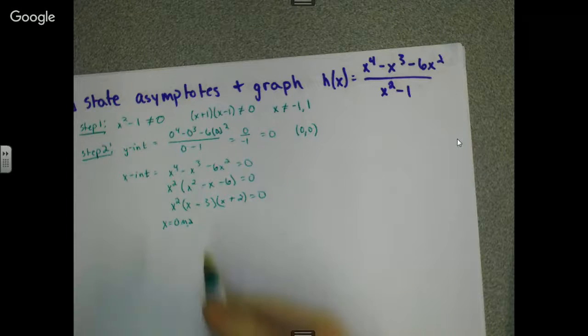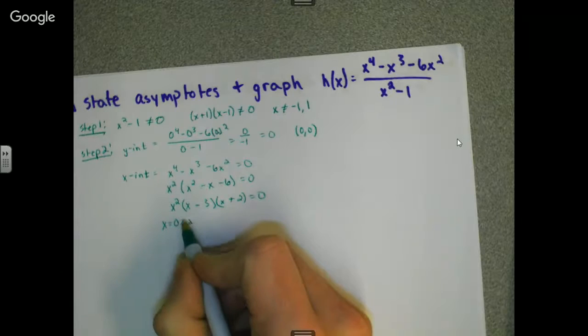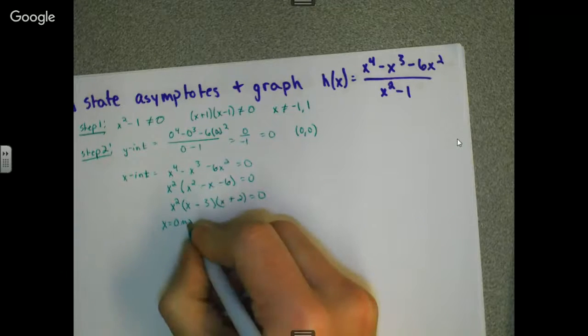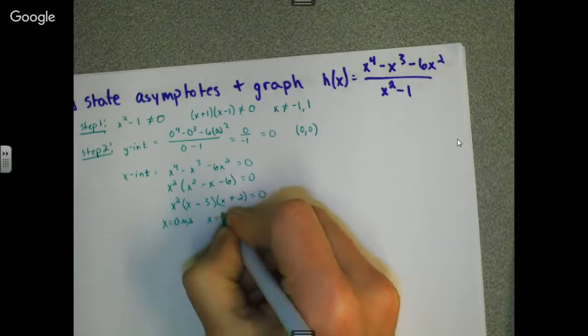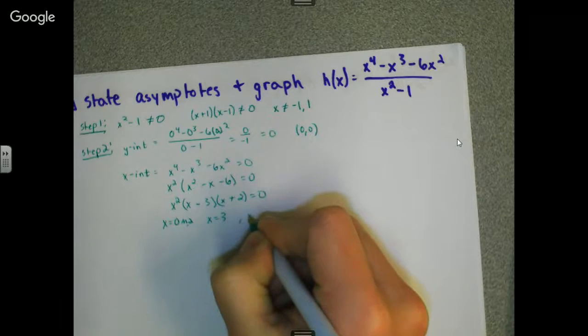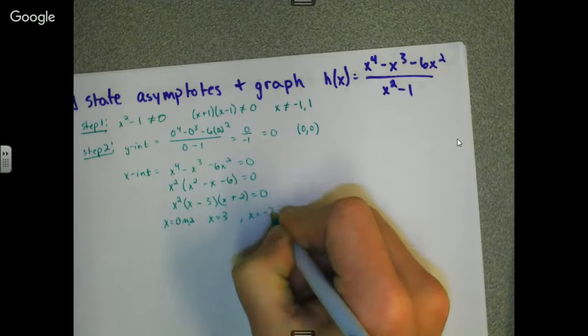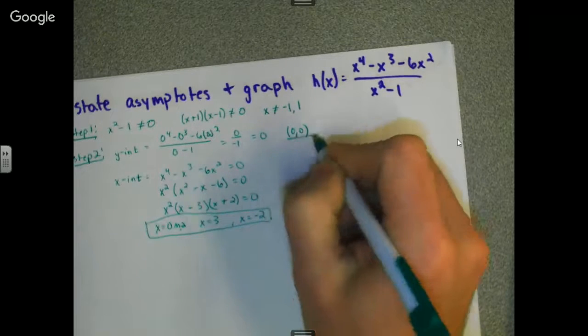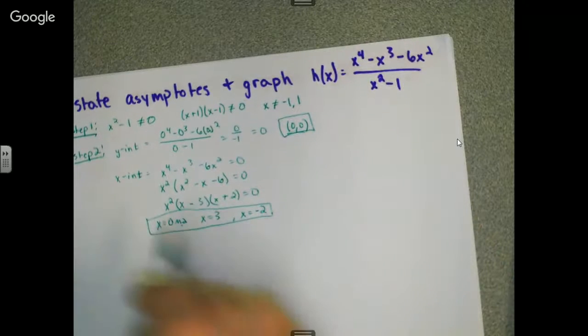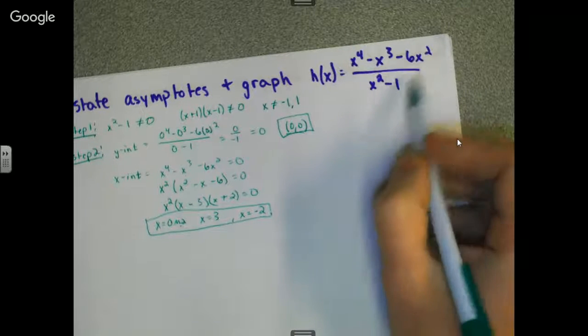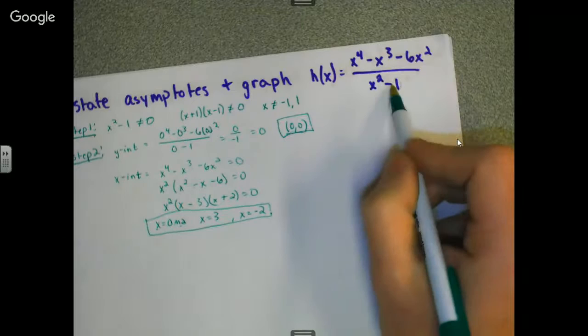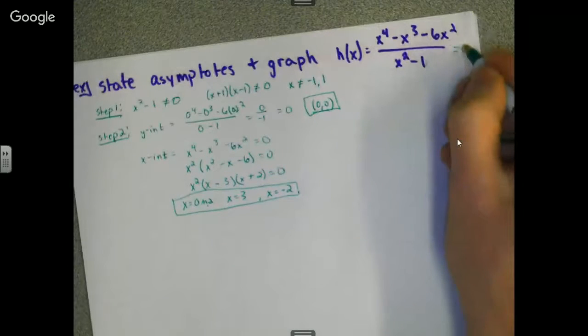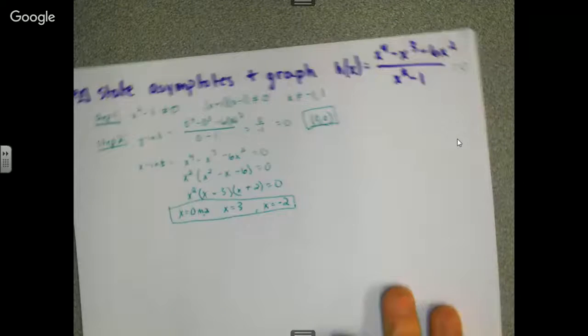And the reason that multiplicity is important is because that tells me it bounces off. So that will be important for graphing. X equals 3 and x equals -2. So for x-intercepts, we're just taking this top. Because I multiply both sides by this, and I set it equal to 0, so that's 0 times that, so it cancels each other out.